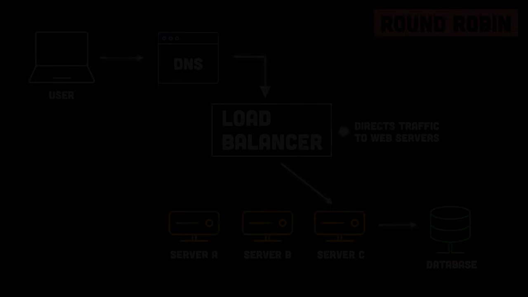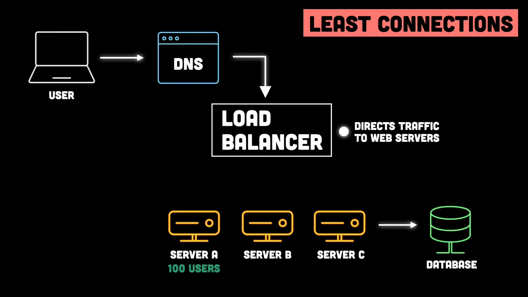A more advanced strategy is least connections. This one tracks how many users are connected to each server and sends new traffic to the one with the fewest connections. It's smart. If one server is already juggling a crowd, the load balancer skips it and picks a quieter one. More efficiency and fewer slowdowns.